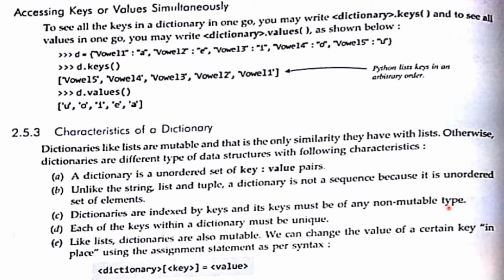Each of the keys within a dictionary must be unique. Like list, dictionaries are also mutable. We can change the value of a certain key in place using the assignment statement as per the syntax: name of the dictionary and the key you want to change the value of. So name of the dictionary and the key in the square bracket, and then equals to whatever value you want to change, that can be given, and that value will be changed in the given key. So these were some of the characteristics of a dictionary.